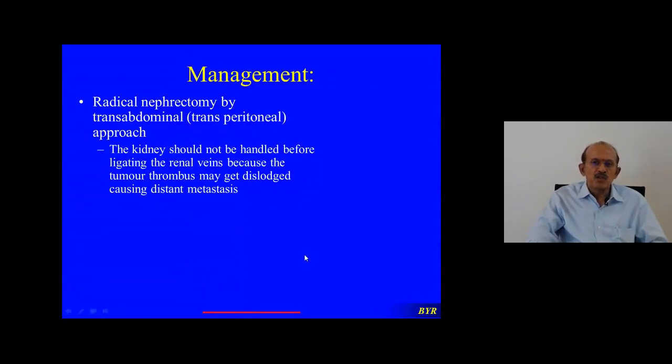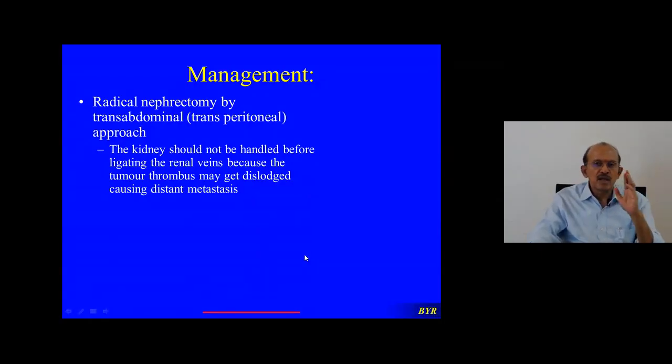Because this is a very vascular tumor and has a tendency to spread by bloodstream, the kidney should not be handled before ligating the renal veins. Usually what you do, you go to the tumor, you hold the mass, you separate the mass, dissect it all around, go to the vascular pedicle, ligate the vascular pedicle and remove the tumor with the organ. But here, you should not do like that. First of all, you must go to the renal vein, ligate it, then dissect the tumor from surrounding structures along with the kidney and remove the kidney.